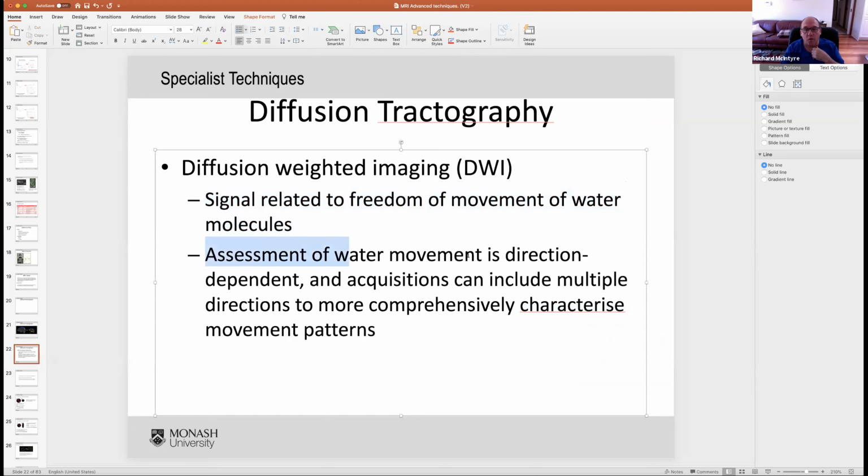So assessment of water molecules is direction dependent. Acquisitions can include multiple directions to more comprehensively characterize movement patterns. In diffusion weighted imaging, we just do three directions, X, Y, and Z, and that gives us an indication of what the water molecules are doing in the brain. Diffusion tractography, we can use up to 64 or even more.